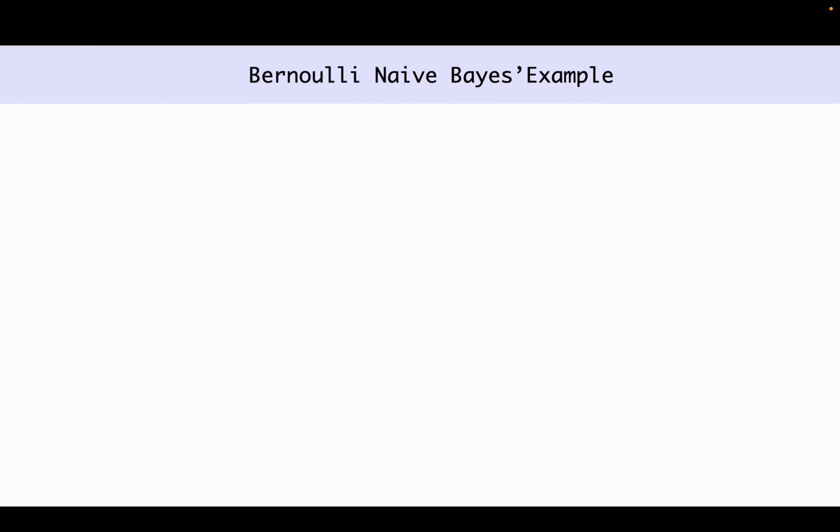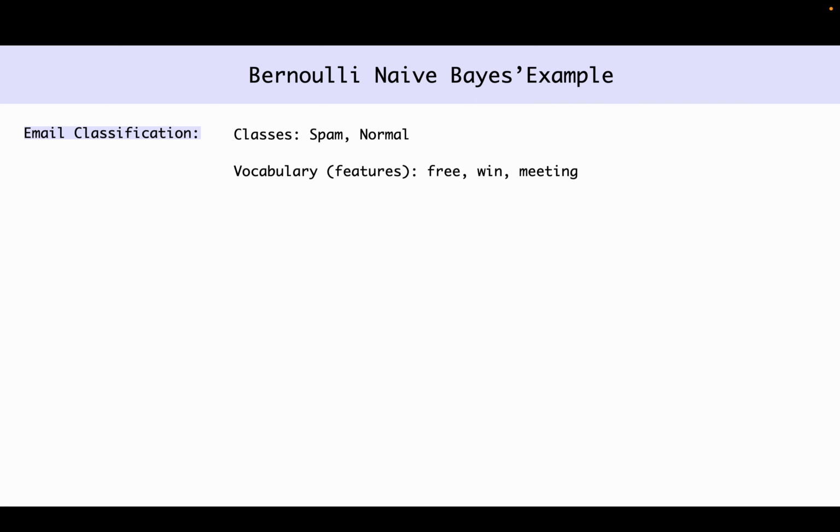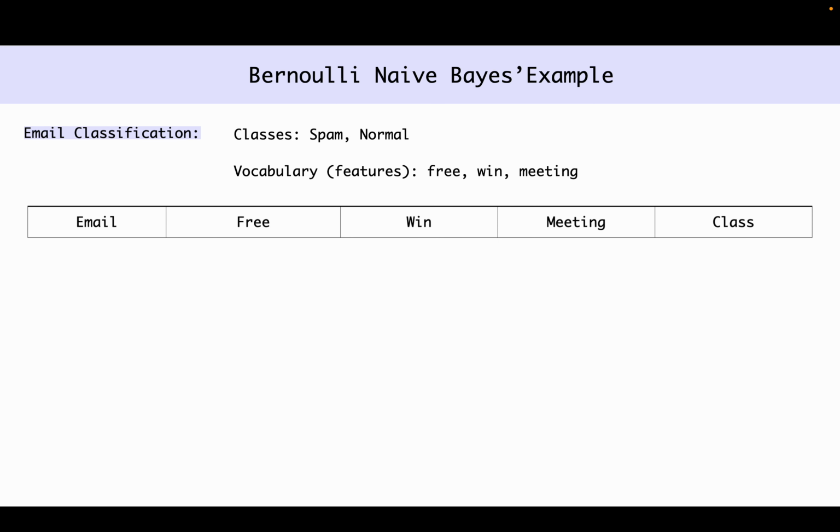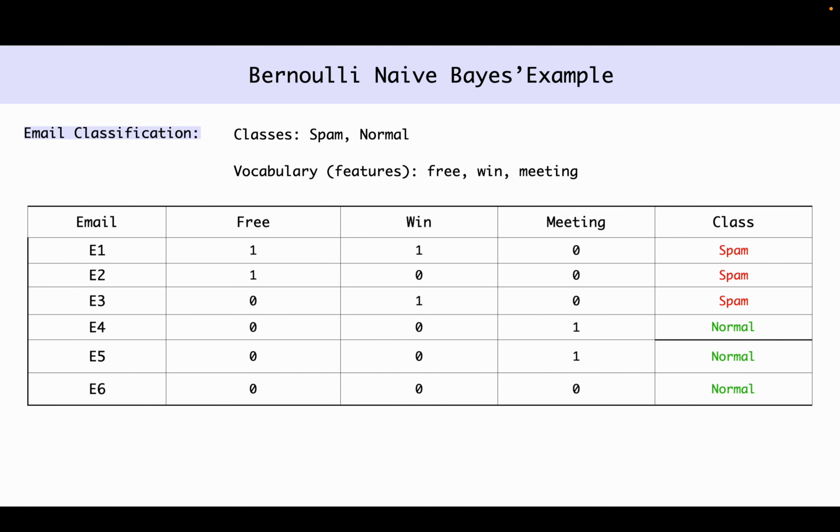As we discussed earlier, Bernoulli naive Bayes contains binary features, and it follows a Bernoulli distribution. So let's take this email classification example where the classes are spam and normal, and our vocabulary contains 3 words: free, win and meeting. This is the input raw data we have. There are 6 emails, and in each email whether the word exists or not is represented using 1 and 0. For each word we have listed whether it exists or not, and the class it belongs to has also been given.